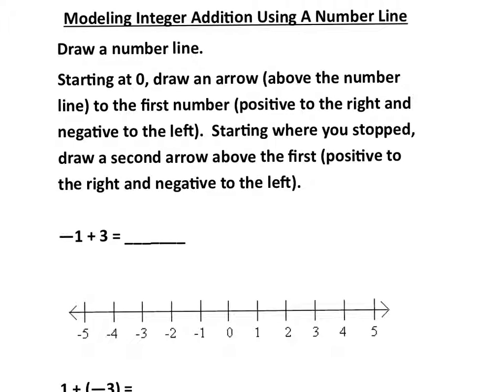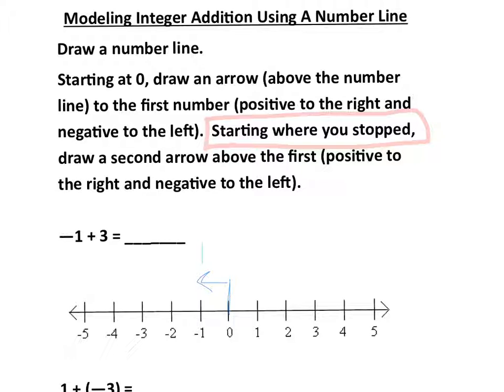So for the first one, we're going to start at 0, and we're going to go to negative 1. That means we go to the left 1. Now, starting where you stopped. This is a very important thing. You start where you stopped. A big mistake a lot of students make is they go back to 0. We don't want to go back to 0. We start where we stopped. This says, I went left 1, but then I added 3. So we're going to go 3 more.